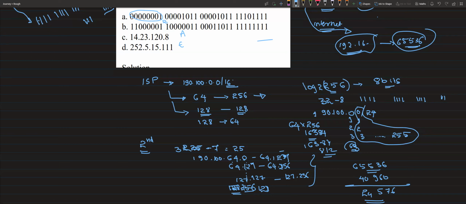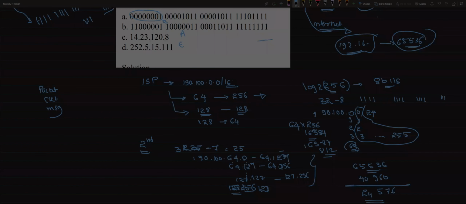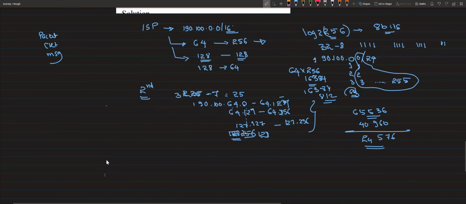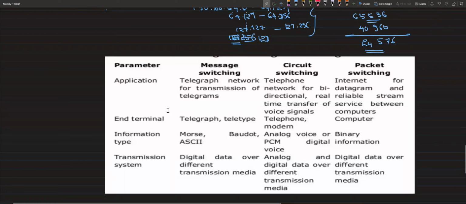So in whole, the internet is divided into packet switching, circuit switching, message switching. If you see the difference, message switching was previously used for the telegraph network, circuit switching in the telephone network, and packet switching is the internet.